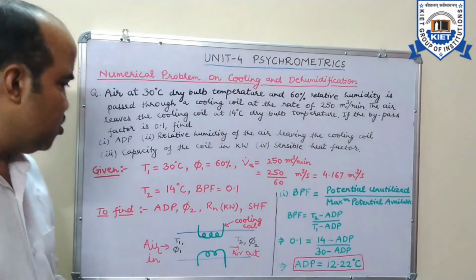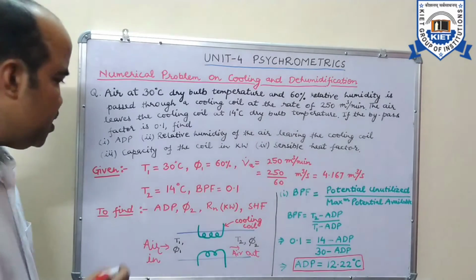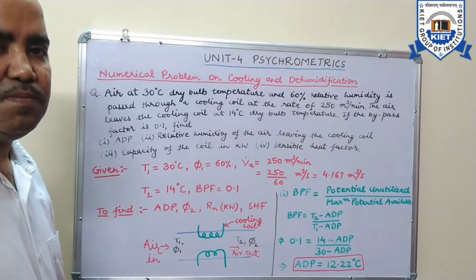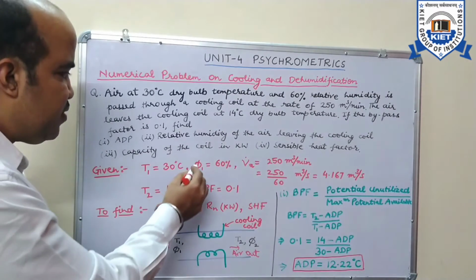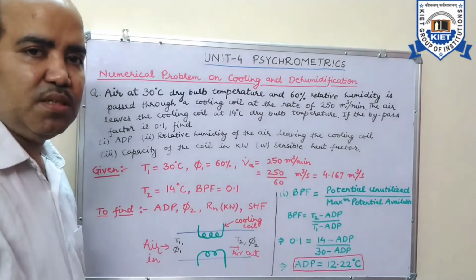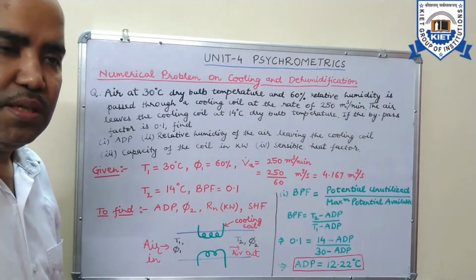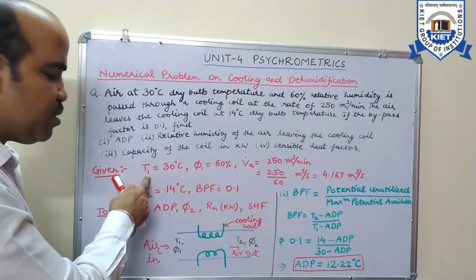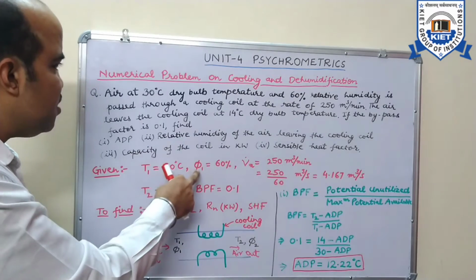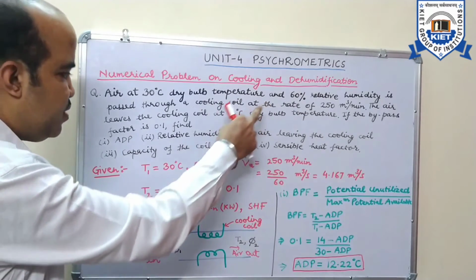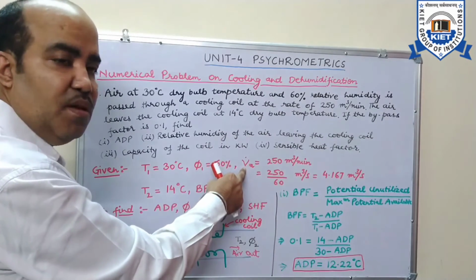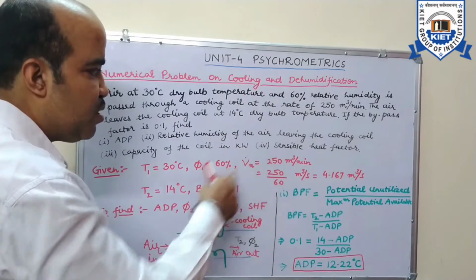The terminology that I will use here: capital T will be for dry bulb temperature, phi will be for relative humidity, and V dot A is the volume flow rate of the air. So T1 is the dry bulb temperature at the inlet, given as 30 degrees Celsius. Similarly, the relative humidity at the inlet is given as 60%. The volume flow rate of the air is given as 250 meter cube per minute.